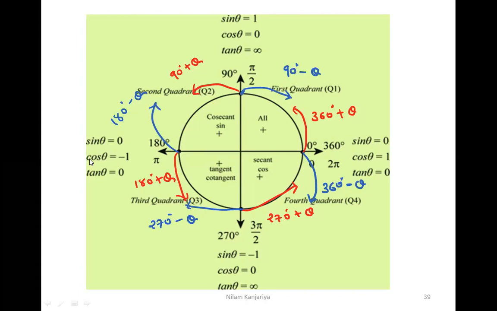90 minus theta, 360 plus theta, because we don't use 0.